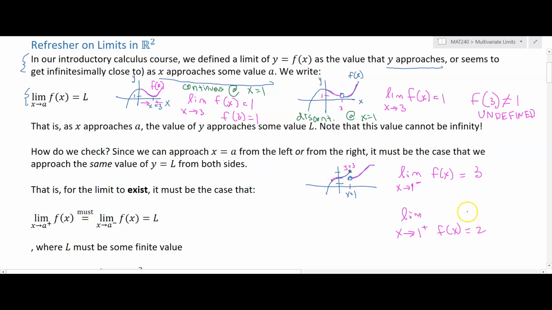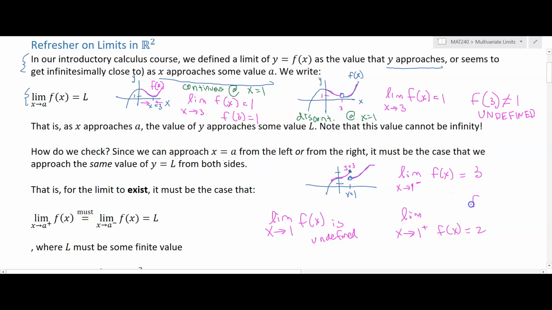So first of all, we see the limits are different coming from two different directions. Therefore, the overall limit, the limit as x approaches 1 of f of x, which is bidirectional, meaning coming from both directions, is undefined. Okay, because the y value that I get from the left is different than the y value from the right.